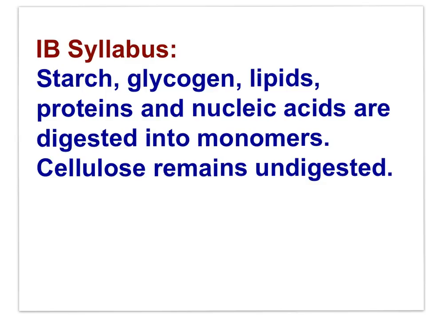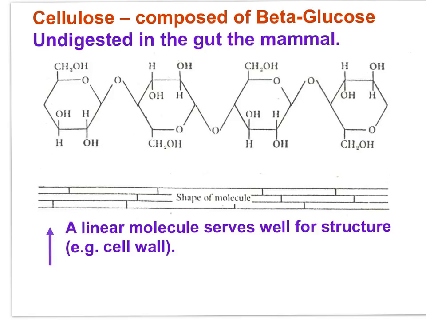Here's the relevant IB syllabus statement. Starch, glycogen, lipids, proteins, and nucleic acids are digested into monomers. Cellulose remains undigested. You should remember the beta-glucose structure of cellulose. Every other glucose molecule enters the chain with reverse orientation. Mammals do not have the enzyme for cellulose.